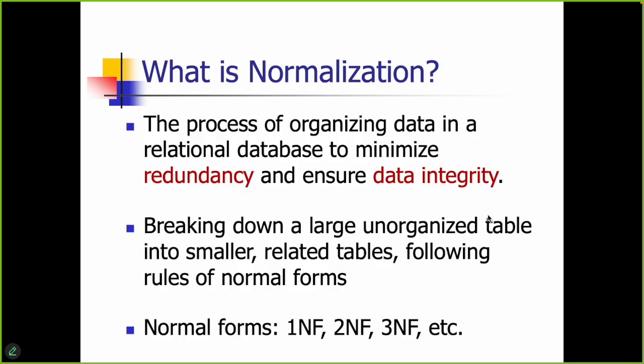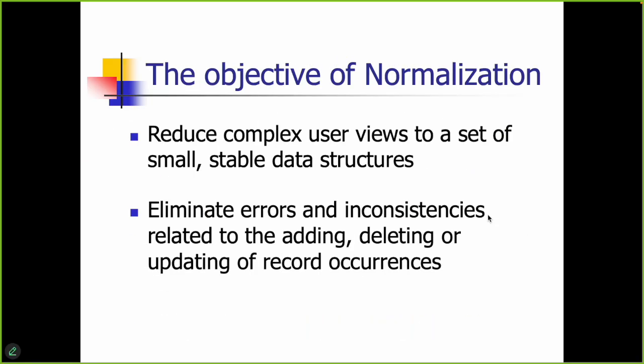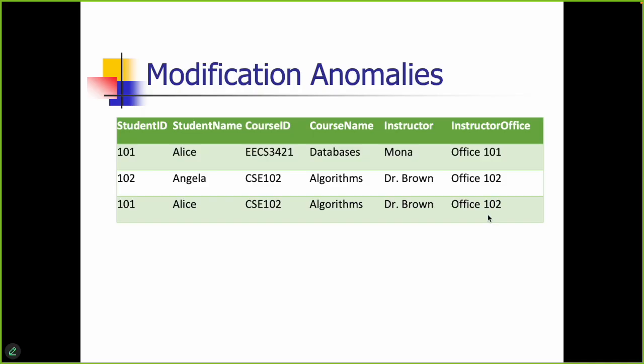Now we have three normal forms: 1NF, 2NF, 3NF. The goal is to reduce complex user views and eliminate errors and inconsistencies. If you recall the examples I provided last session about different anomalies, if you don't normalize your tables and you just put all the information in one large table, then there will be several anomalies when you want to insert your data, update your data, or delete some information.